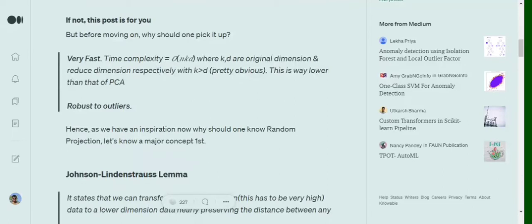If you have a data set of dimensions n cross k, where n is the total number of samples and k is the total number of features, the total time complexity for its calculation is big O of nkd, where k is still the original feature space and d is the reduced feature space. And it's also robust to outliers.